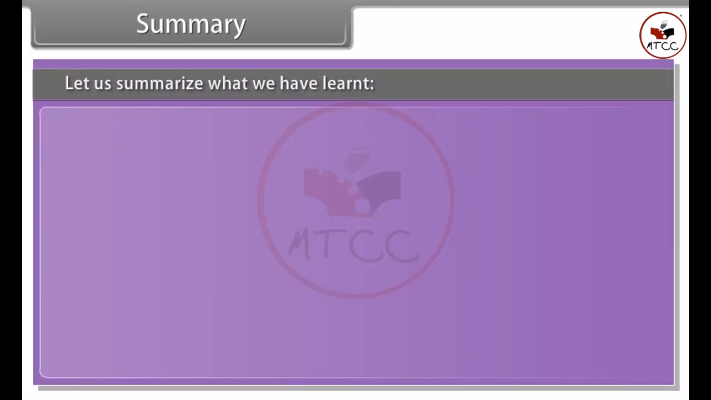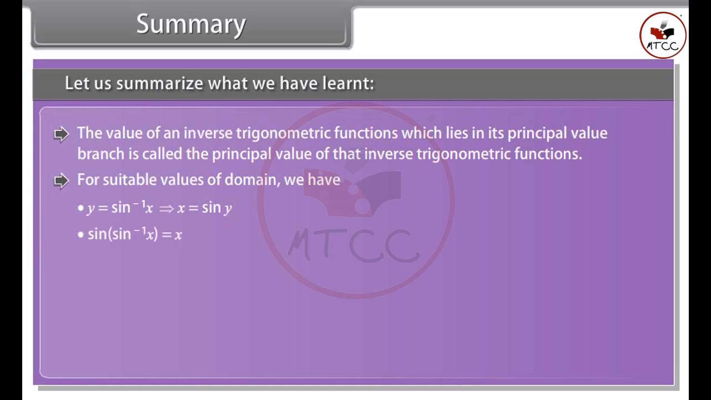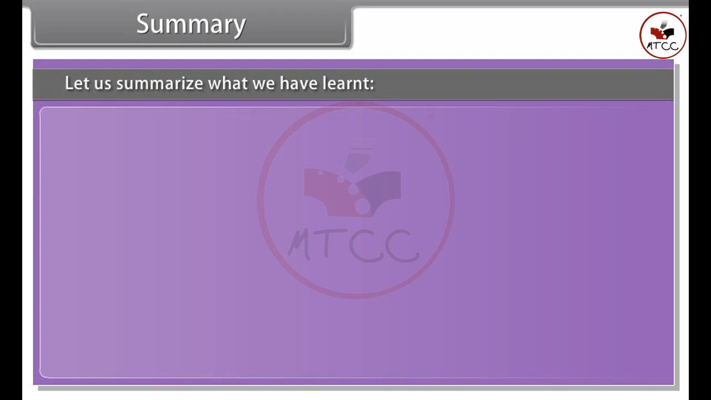Summary. Let us summarize what we have learnt. The value of an inverse trigonometric function which lies in its principal value branch is called the principal value of that inverse trigonometric function. For suitable values of domain, we have the following formulas.